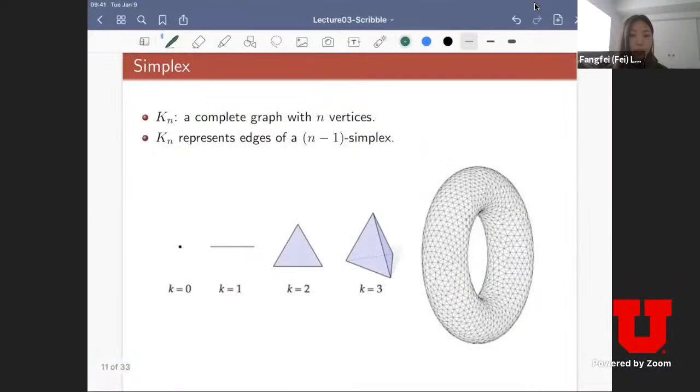Hey, Bei, shall we take a break? Yes, good, thank you. So 5 minutes break, stretch your legs, do some yoga moves, and we'll be back in 5 minutes, 9:48.